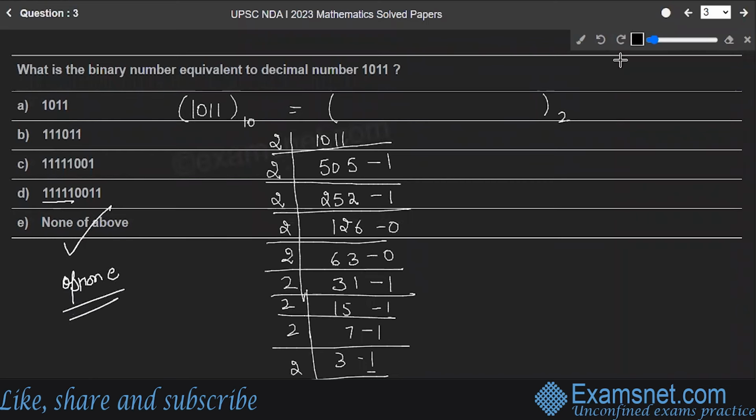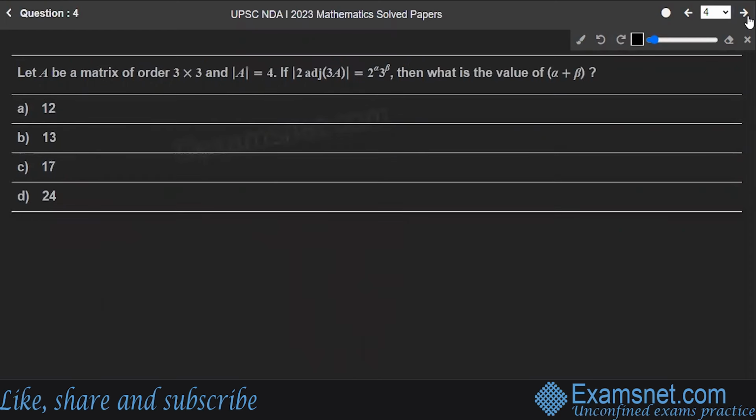Hope you got that. Next is question number 4. Let A be the matrix of order 3 by 3 and determinant of A is 4. If determinant of 2 adjoint 3A is equal to 2 raised to power alpha, 3 raised to power beta, then what is the value of alpha plus beta? Okay, so now pay attention to this question. You are given that A is a matrix of order 3 by 3, which gives you that n's value is 3. And one more thing, that determinant of A is equal to 4.